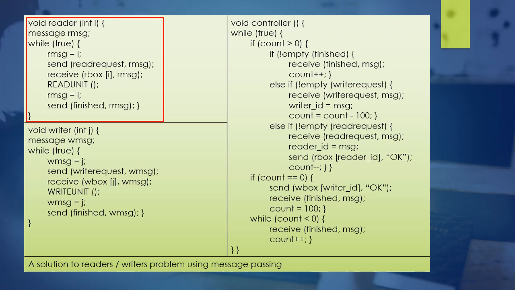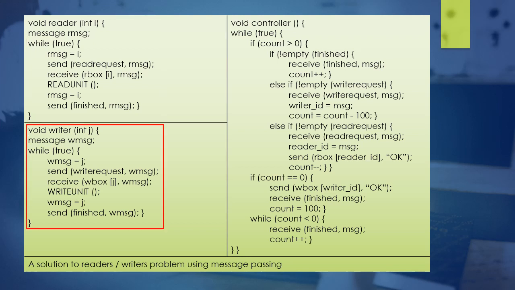When a reader i wants to read, it places its ID i in a message called rmessage and sends it to the controller's read request mailbox. Then it blocks on receiving a message from the controller in its own mailbox, rbox i. After it has received this message, it starts reading the file. When it finishes reading, it places its ID in a message called rmessage and sends it to the controller's mailbox called finished. This is how the reader process works.